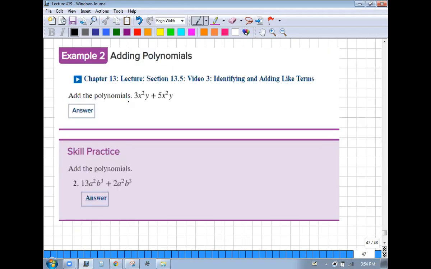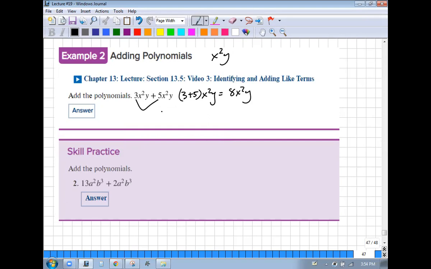All right, so if we're going to add these, we have x squared y's, right? Just think of that as a number. I'll call it blob. I have 3 blobs plus 5 blobs. That gives me 8 blobs, right? It just turns out that the blobs are x squared y. So I have 3 plus 5 x squared y's, or 8 x squared y.